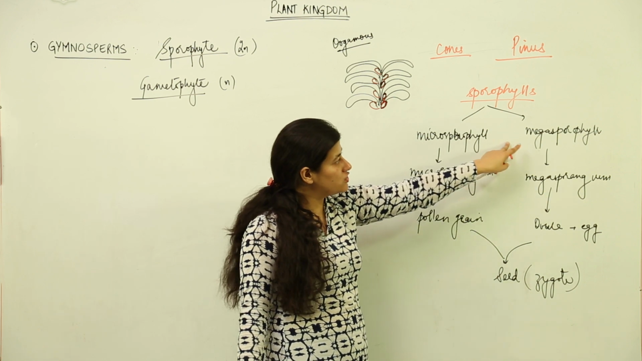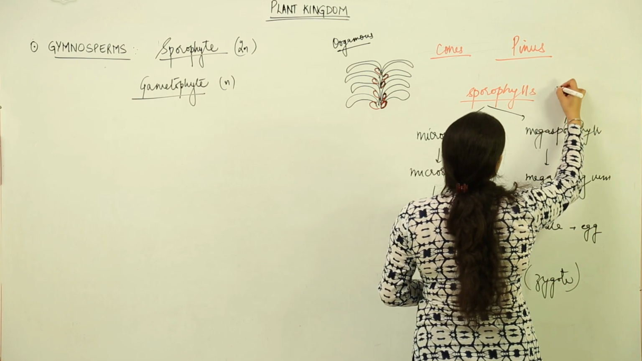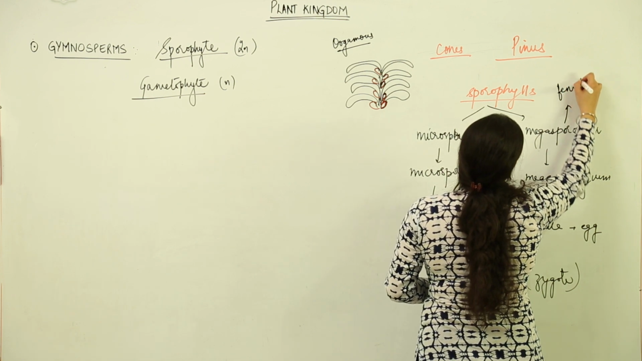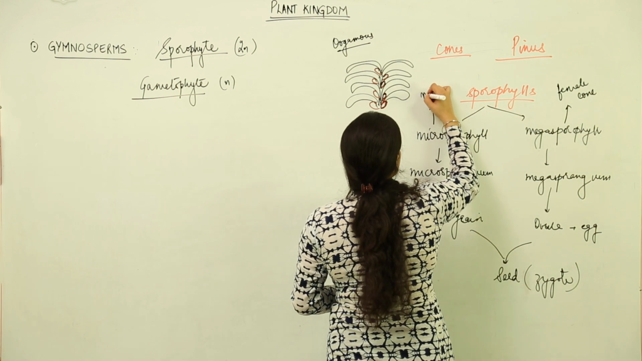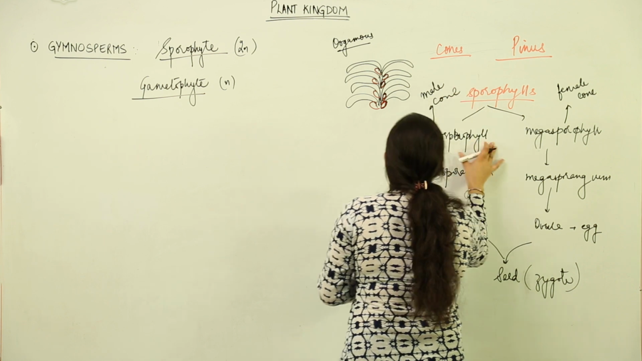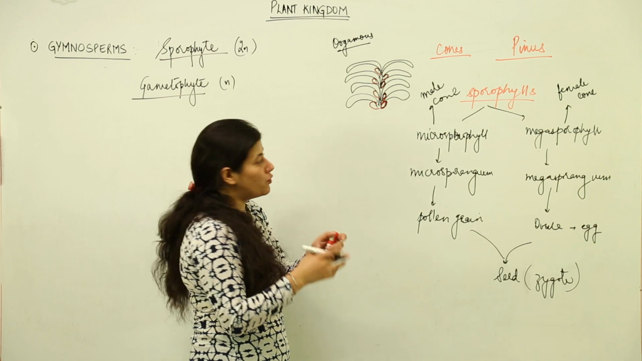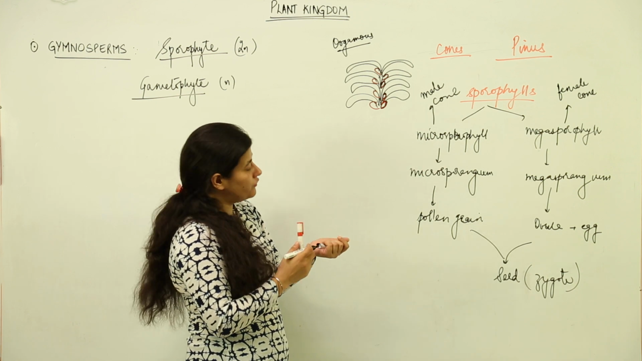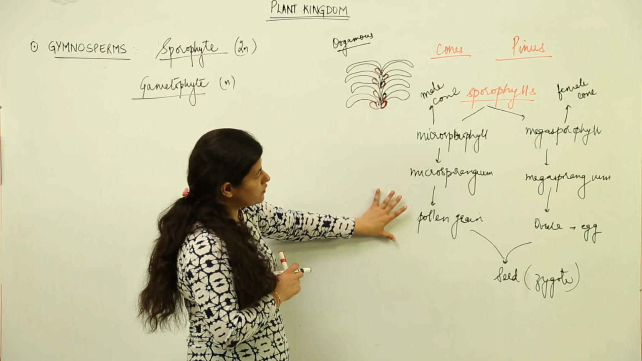Alright, megasporangium, which is present on the megasporophyll. This megasporophyll forms the female cone on the plant, while the microsporophyll forms the male cone. The male cone, as the name suggests, is microsporophyll, so it would have smaller leaves and the cone would look smaller, while in the case of megasporophyll, the cone would be larger in size. So this is all that you have to understand.